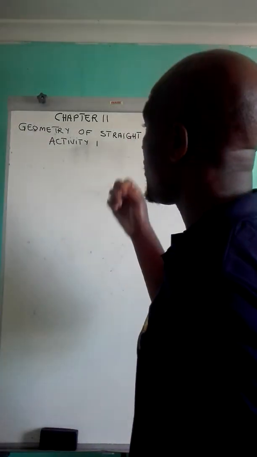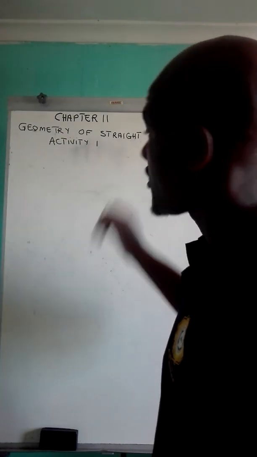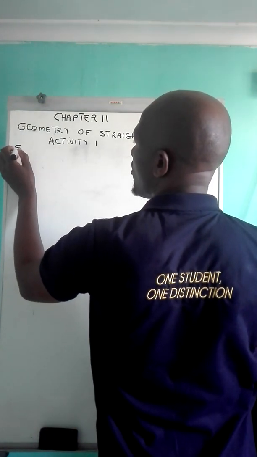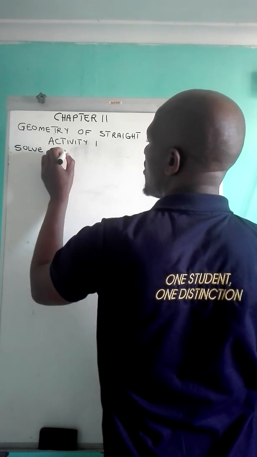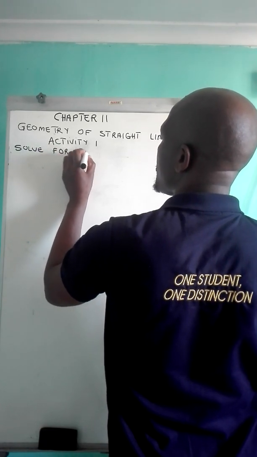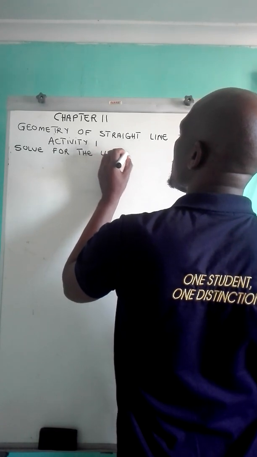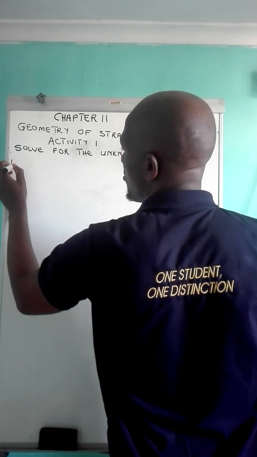This is chapter 11, geometry of straight line, activity 1. Solve for the unknown. Solve for the unknown. 1.1.